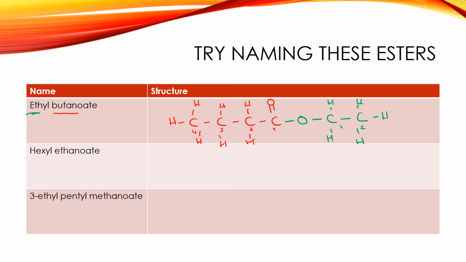The next one is hexyl ethanoate. The ethanoate component tells us this came from the acid. So 1, 2. Put the double bond in. So this was carbon 1, this was carbon 2. I'm going to complete my hydrogens. Now the rest of the molecule, the hexyl, came from the alcohol. So there's the oxygen, which came from the alcohol. 1, 2, 3, 4, 5, 6. Notice we always number out from the ester group.